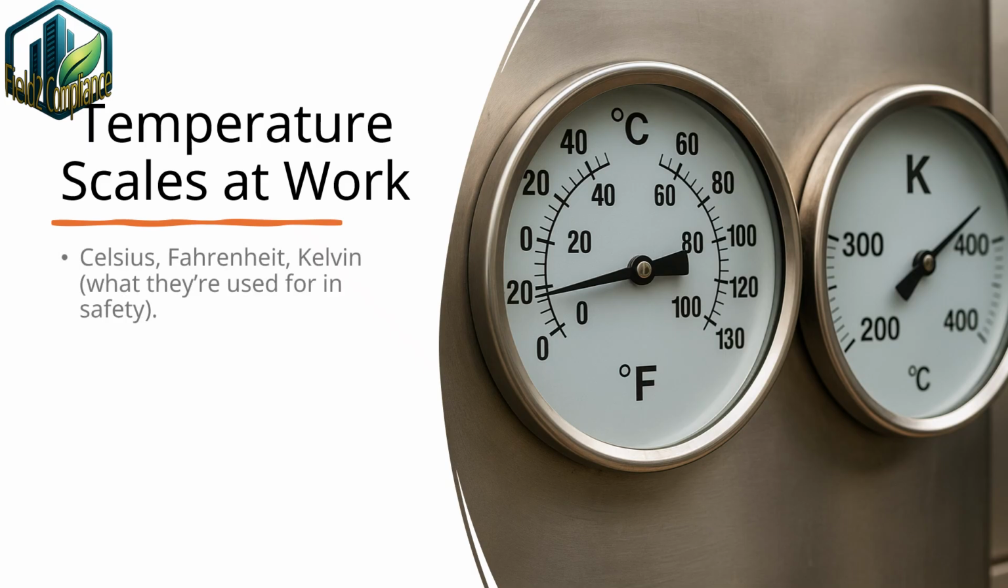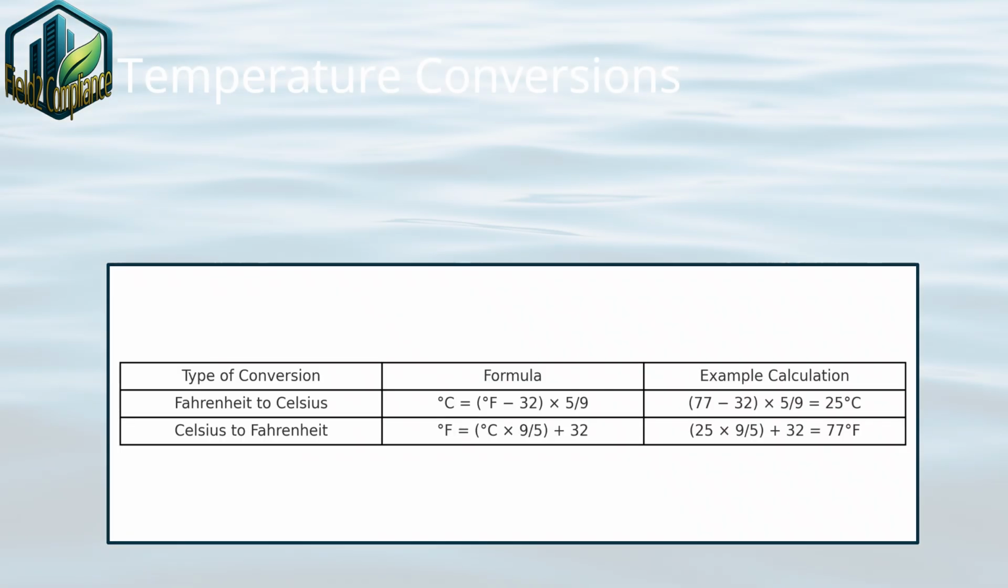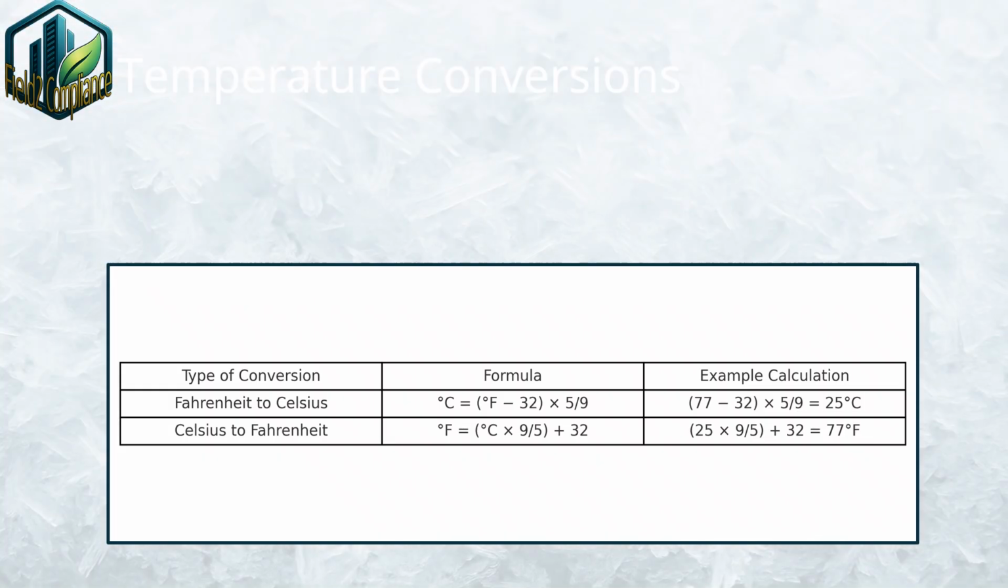Temperature defines how matter behaves. Celsius and Fahrenheit measure relative heat, while Kelvin measures absolute temperature. Essential for chemical calculations like gas laws. Understanding these scales helps predict expansion, reactivity, and safe working conditions. You might see Celsius in lab data and Fahrenheit in field readings, so know how to switch between them.